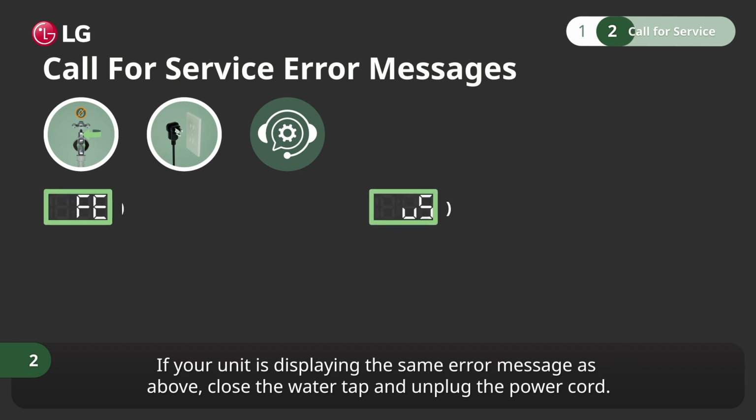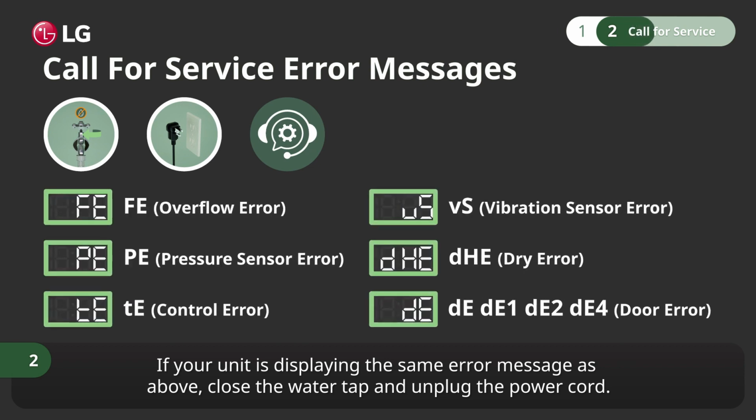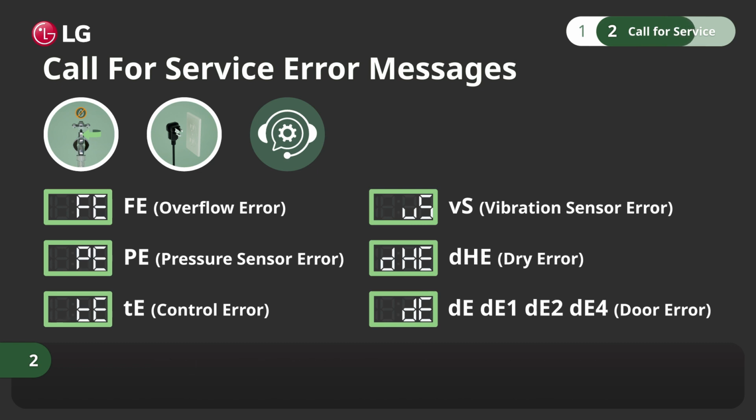If your unit is displaying the same error message as above, close the water tap and unplug the power cord. Please call your LG Service Center for support.